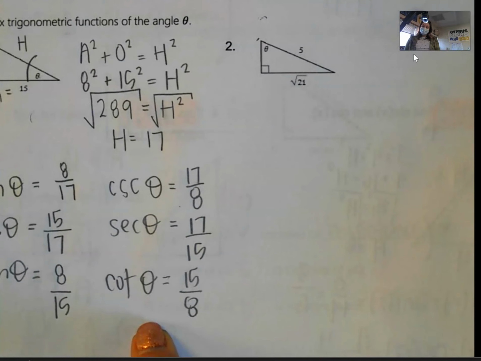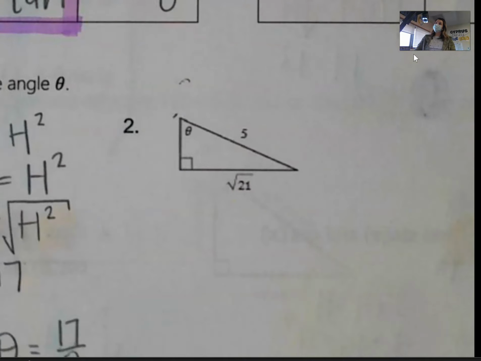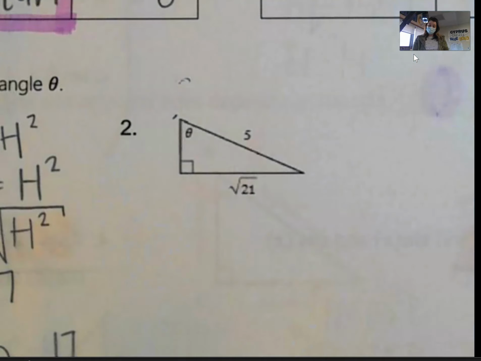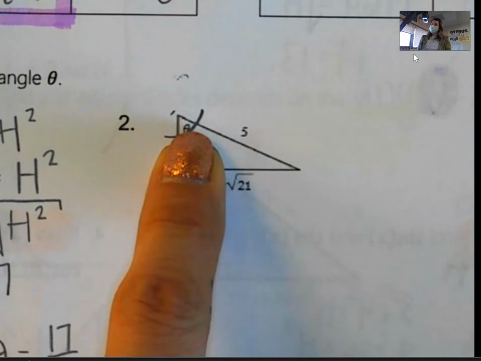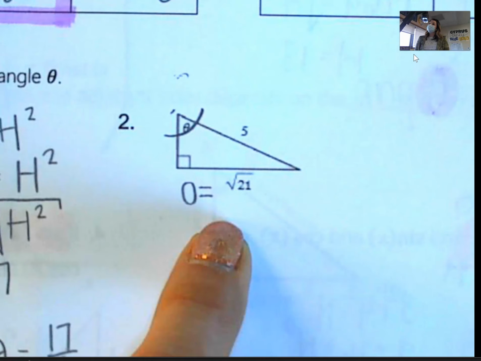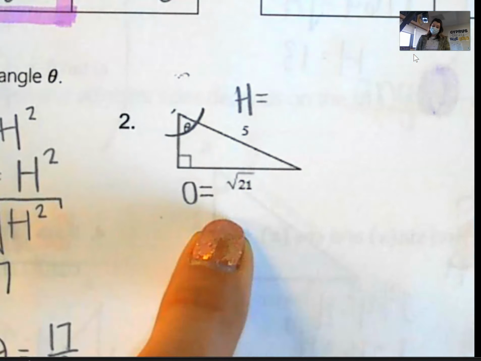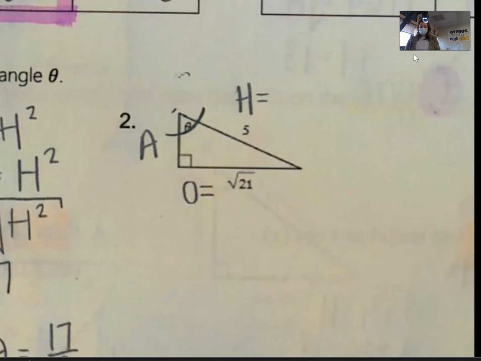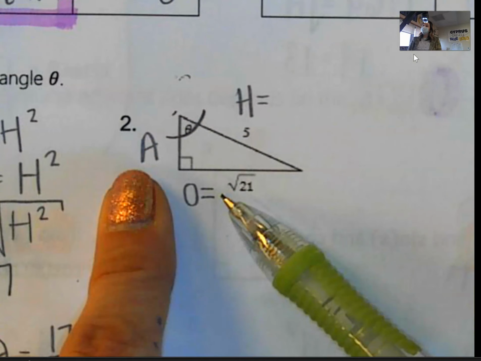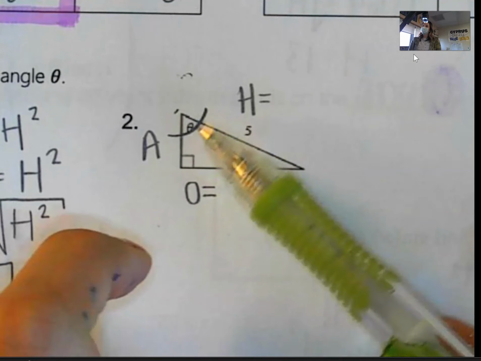So because this is very similar to what we did last time, I want you guys to try number 2. I'll help you label this triangle. So notice your theta is up top this time. So that means that your opposite side is root 21. Your hypotenuse is 5. And your adjacent side is the one that we're finding. So these sides flipped, the opposite and the adjacent flipped because the angle flipped. It's not the bottom right anymore, it's the top.